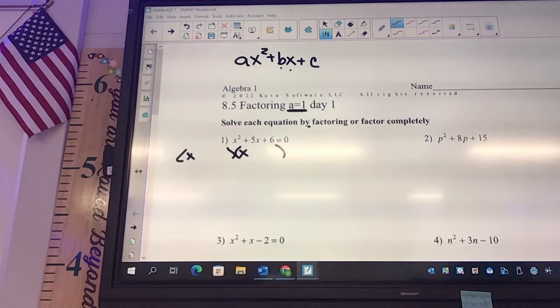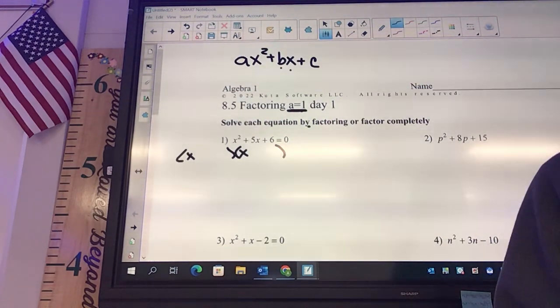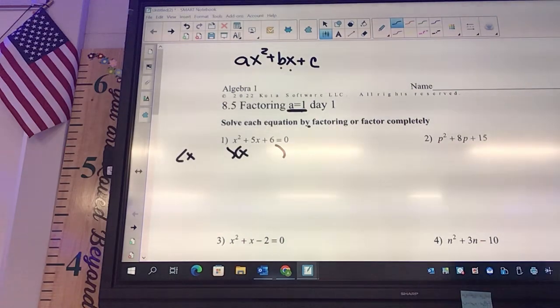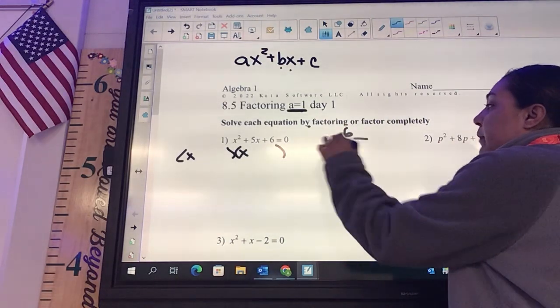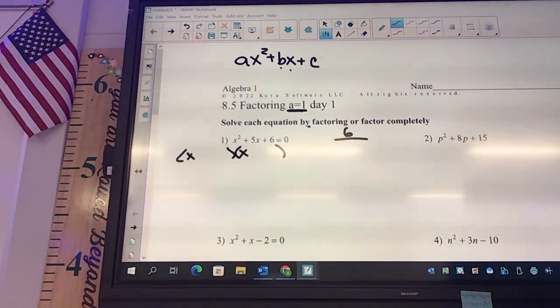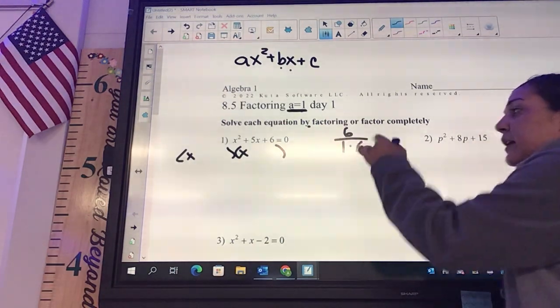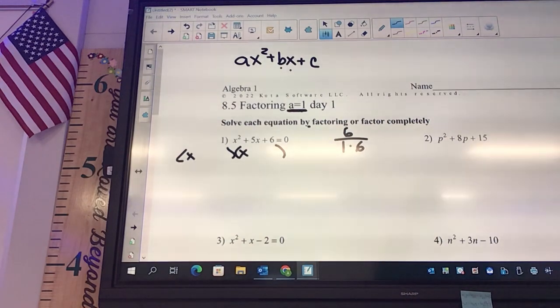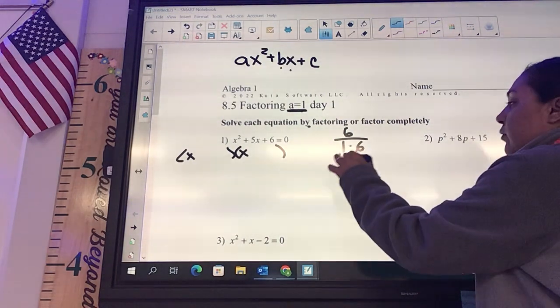Now, you're always going to find a list of C. And what is our C? 6. So over here, make your little C. And the very first one you should always write down is going to be 1 times 6 is 6. Does 2 go into 6? How many times? 2 times 3.